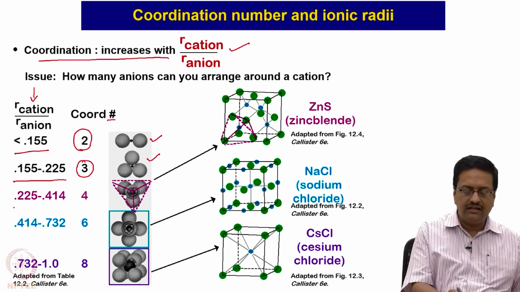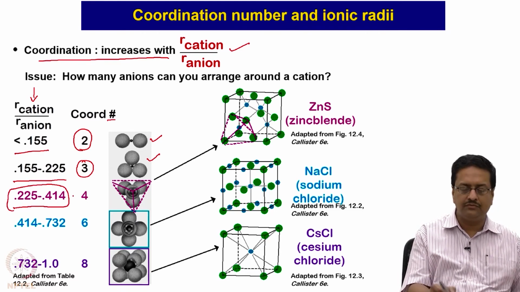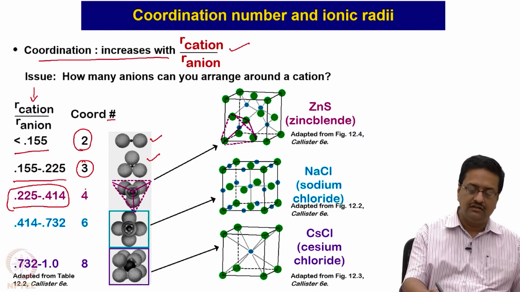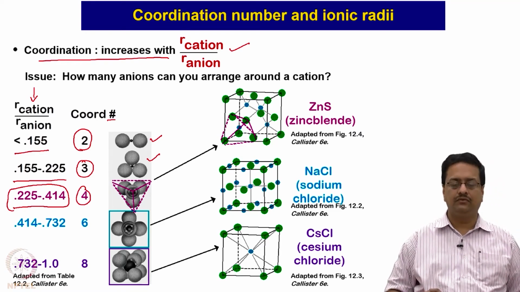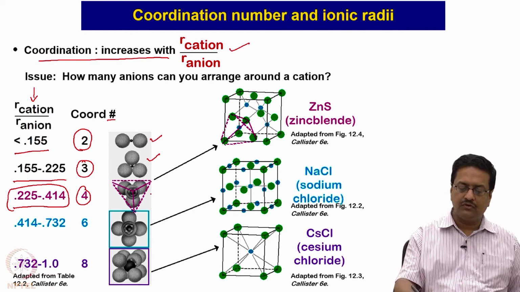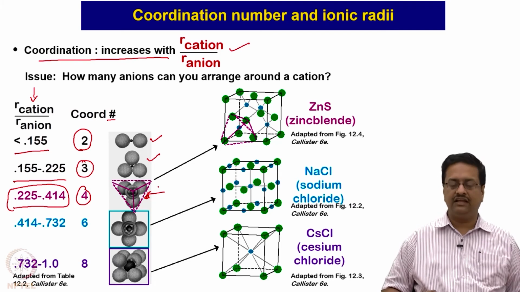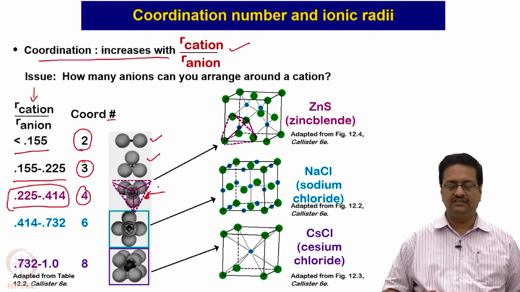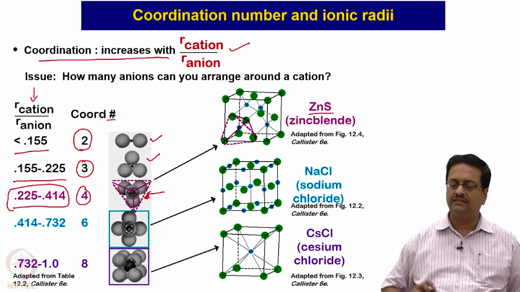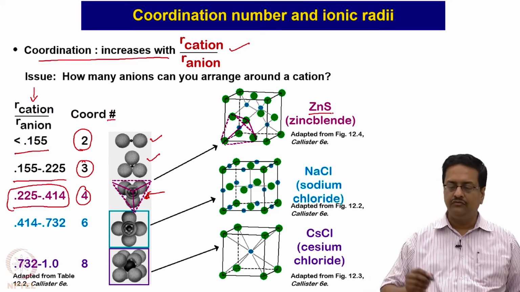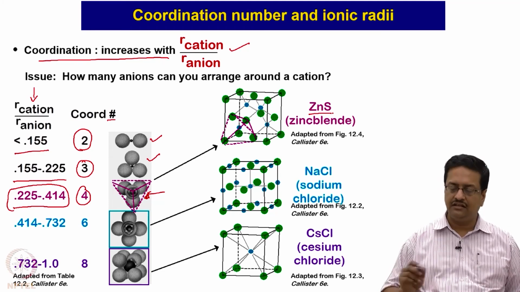The next higher ratio is between 0.25 to 0.41. This corresponds to the coordination number 4. So when you have coordination number 4, this gives rise to a tetrahedral interstitial, and that is seen in the case of zinc blende structure, ZnS structure. We will discuss this structure in detail in future slides.